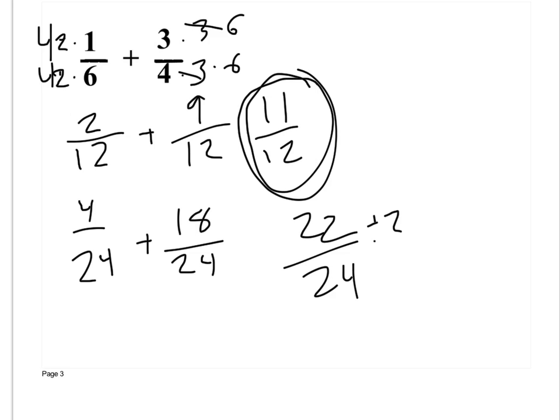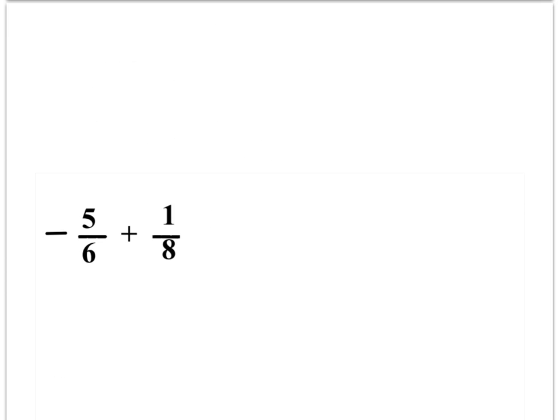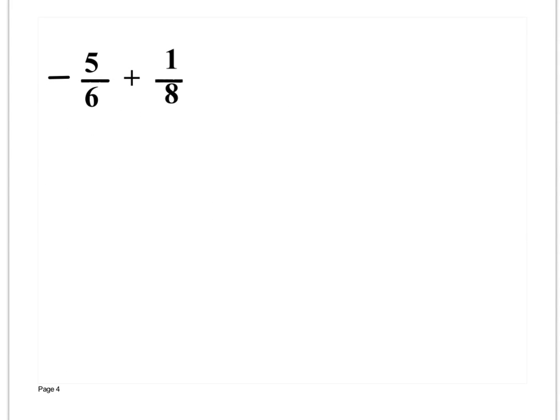So if you're not sure if you found the least common denominator or not, look to see if you can reduce at the end. If you can't reduce, you must have found it. Write this down.